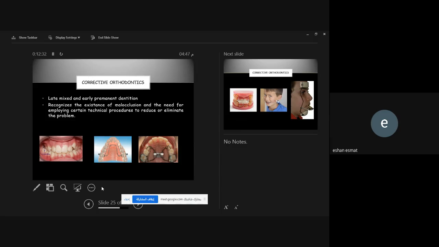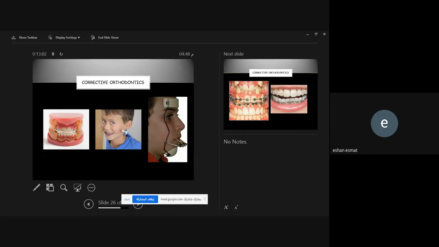In corrective orthodontics, you can also do it in late mixed and early permanent teeth. Recognize the extent of the malocclusion and the need for employing certain technical procedures to reduce or eliminate the problem. As I told you, this is a crossbite, so it needs expansion. This is fixed expansion, a rapid expansion of the maxillary arch.